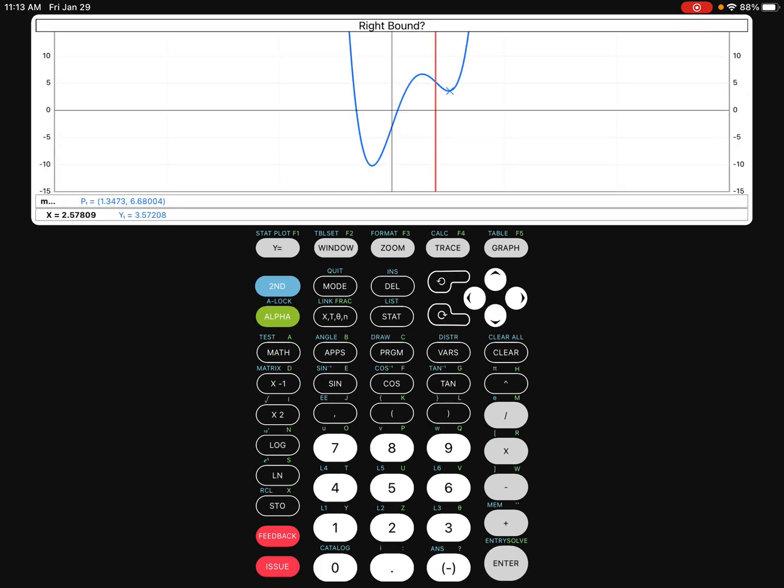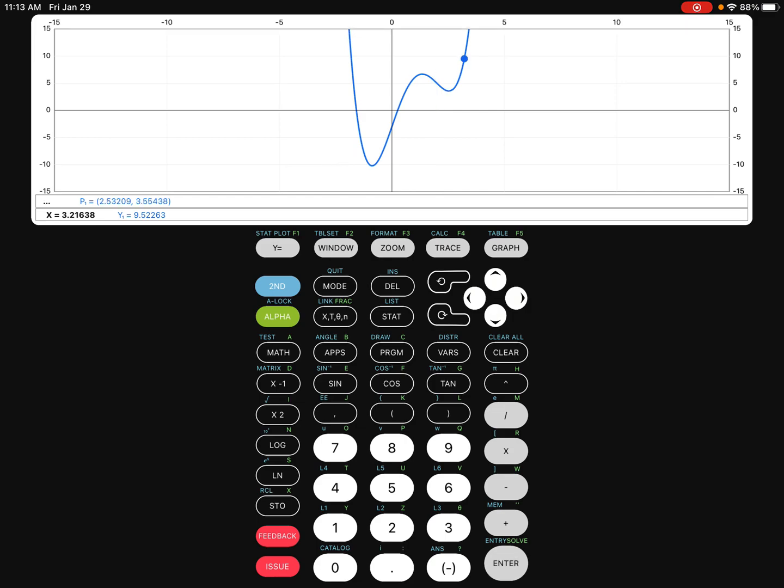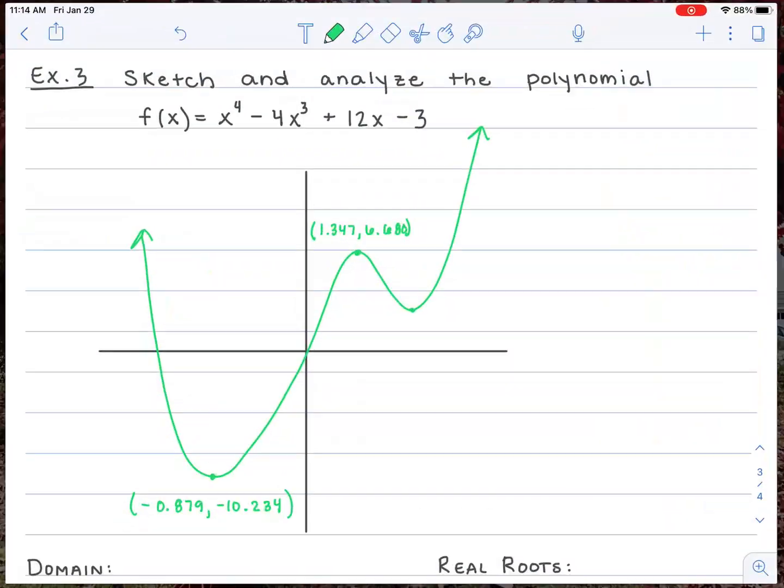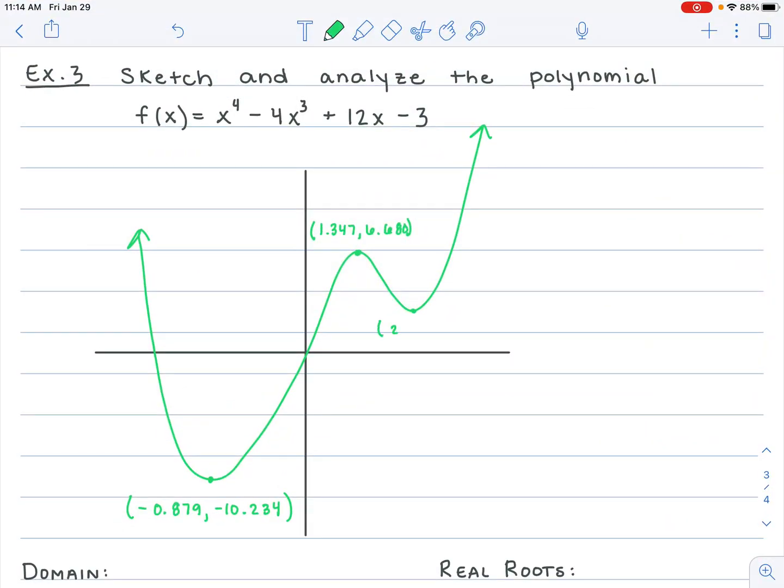Let's go find that last one. Second trace. This one's a minimum, so we're going to go over so we see minimum. It's to the left of it already. We're going to move it so it's to the right of it. And it says here it's 2.532, comma, 3.554.